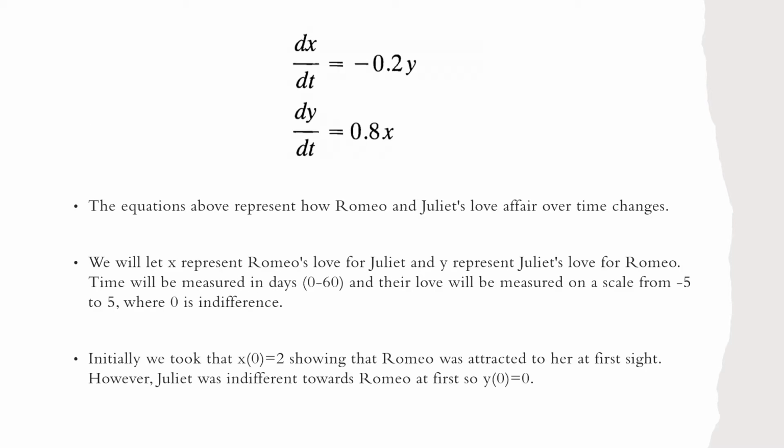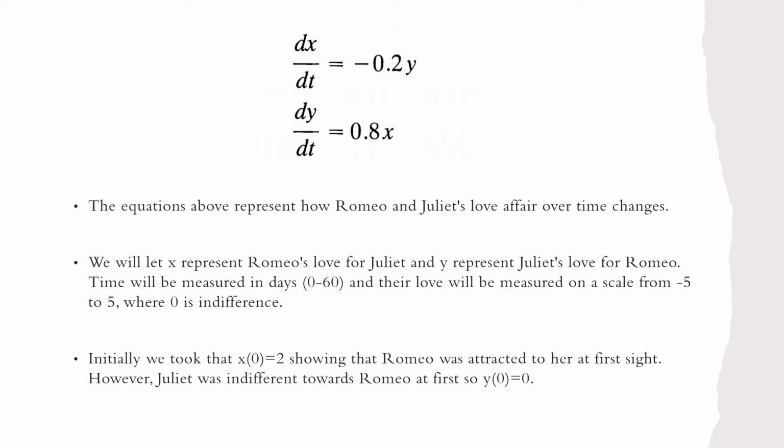The equations above represent how Romeo and Juliet's love affair changes over time. We will let x represent Romeo's love for Juliet and y represent Juliet's love for Romeo. Time will be measured in days, from 0 all the way to 60 days, and their love will be measured on a scale from -5 to 5, where 0 is indifference. The 0 to 60 days will be shown on the x-axis of our graphs, and the love will be shown on the y-axis, going from -5 to 5.